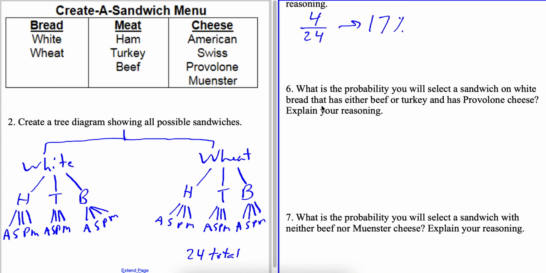Number 6. What is the probability you will select a sandwich on white bread that has either beef or turkey and has provolone cheese? Okay, so follow your tree. We got white. The meat can either be beef or turkey, but they had to have provolone cheese. So we follow beef. We have 1. Follow the turkey. We have another one. So that's 2. 2 out of 24. Use your handy dandy calculator. And that's 1/12. So 8%.